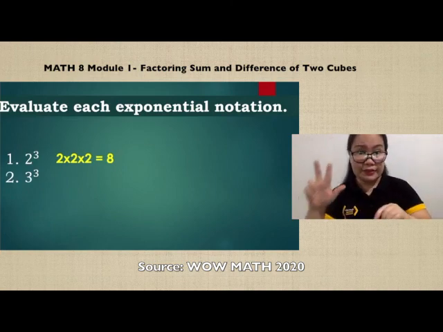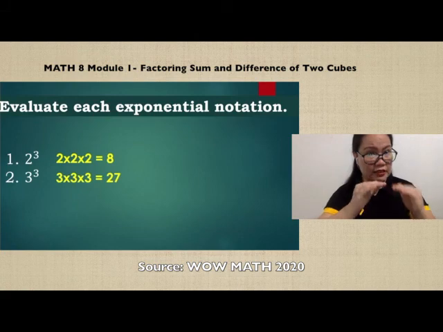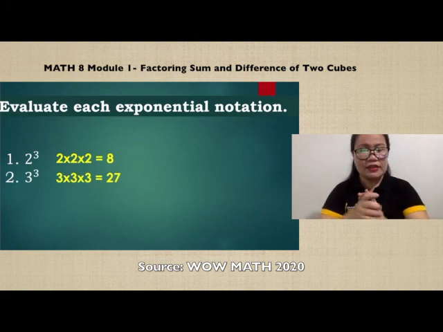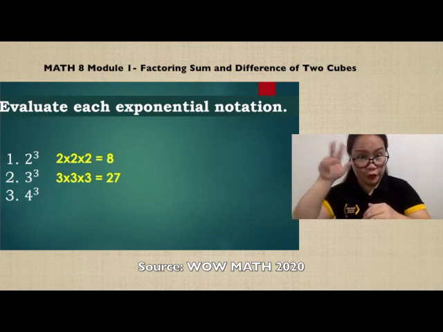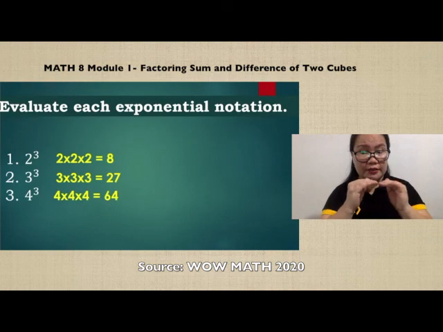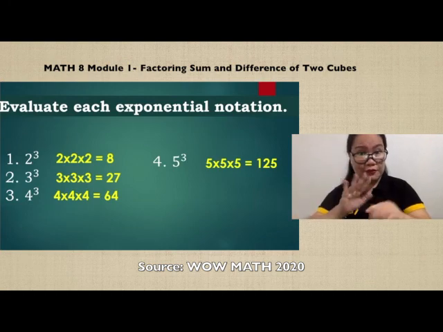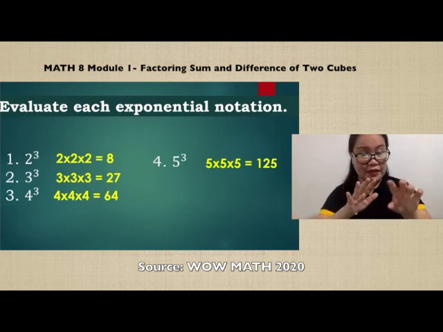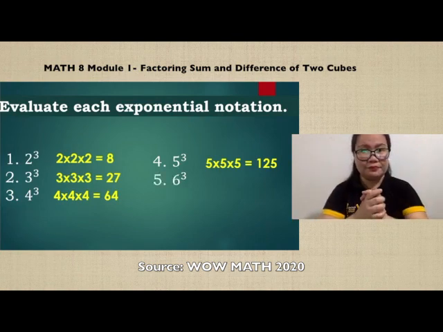3 cube, so that is 3 times 3, 9 times 3, that is 27. So, 3 cube is equal to 27. 4 cube, that is 4 times 4, 16 times 4, that is 64. So, 4 cube is equal to 64. 5 cube, we have 5 times 5, 25, times 5, that is 125. So, 5 raised to 3 or cube, that is equal to 125.